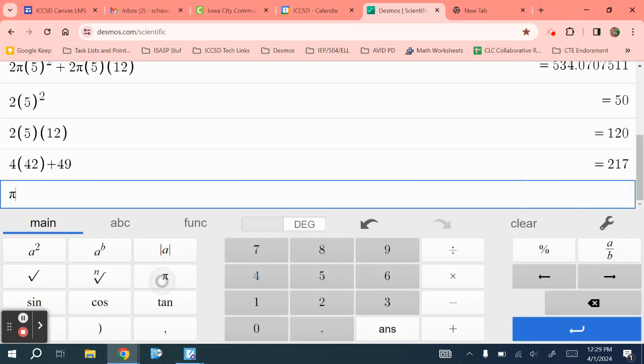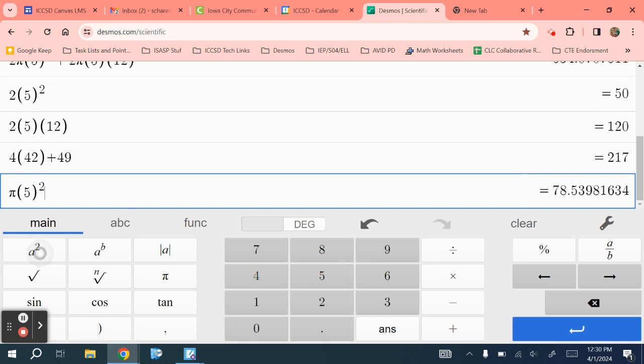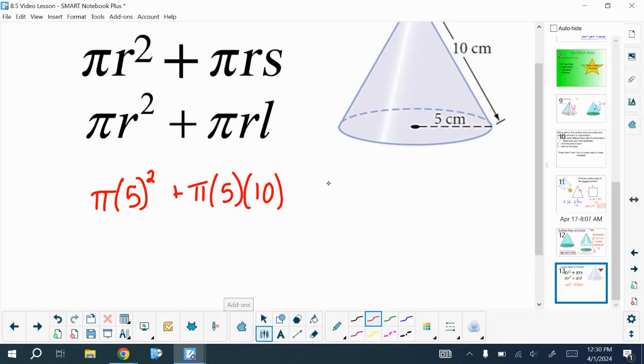So we've got pi times 5 squared plus pi times 5 times 10. And if we put that all together, 235.6. And this one does have a unit, so centimeters squared.